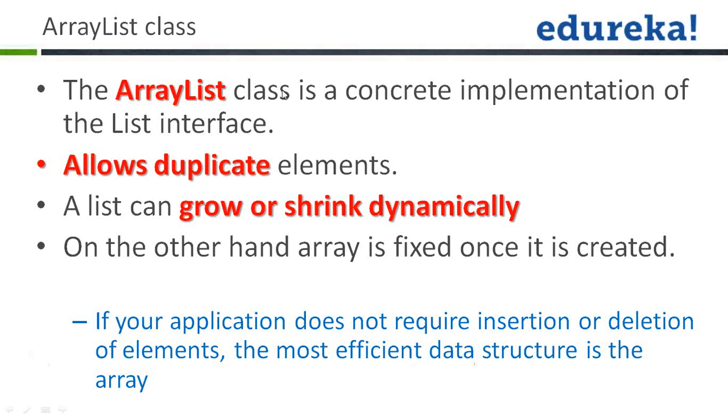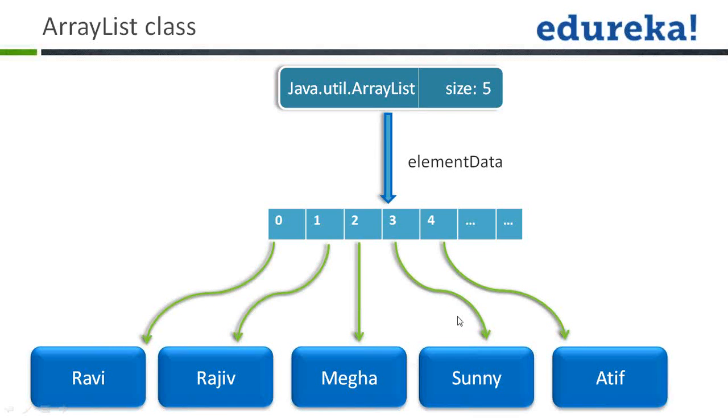Okay, so the array list class is a concrete implementation of the list interface, allows duplicate values within it. Okay, a list can grow or shrink dynamically. That is the main advantage, that is the significance of an array list. That is, it can grow and shrink dynamically. On the other hand, array is fixed once it is created. That was the demerit of an array. Now, if your application does not require insertion or deletion of elements, the most efficient data structure is array, as I said before, right? So I hope Ahmed and each and every one of you now are clear what is an array list and what is the significance of an array list.